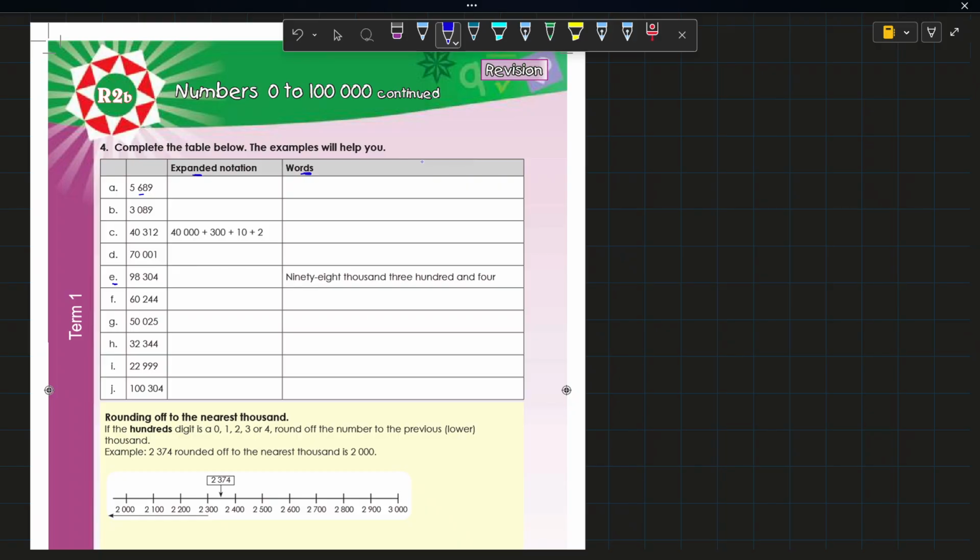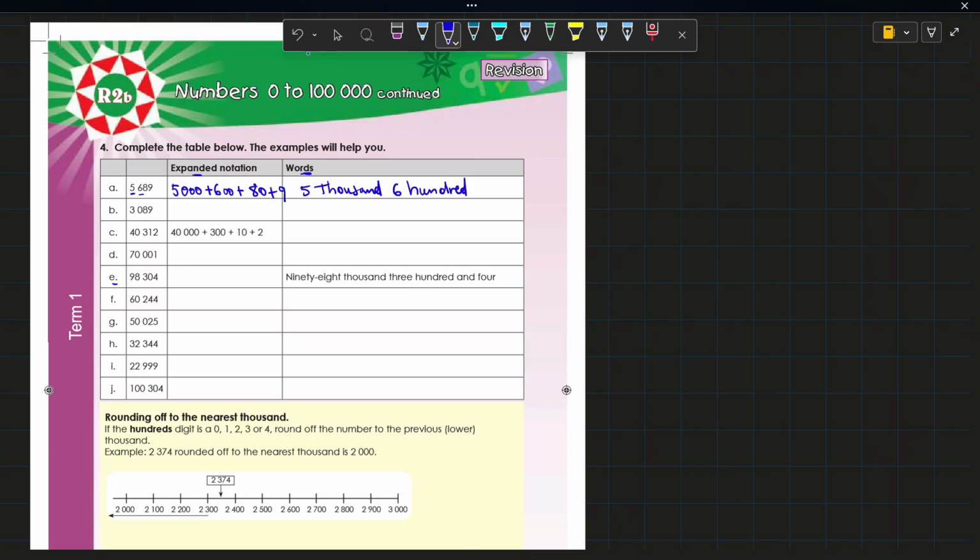Now let's write in expanded notation. This is 5,000 plus 600 plus 80 plus 9. So that's the expanded notation for this number. Now in words, what is it going to be? Well, it's going to be 5,000, right? I don't know if my English is correct. Do I have to put an S here? I don't think so. 5,600. Okay, that is in words.